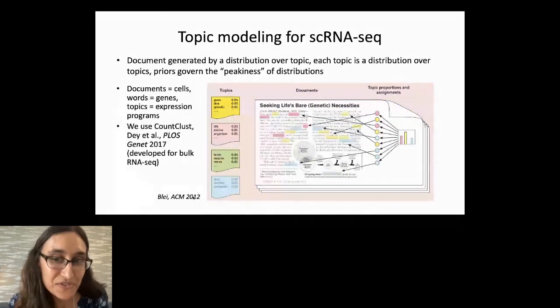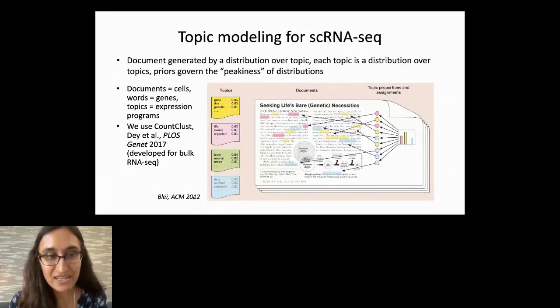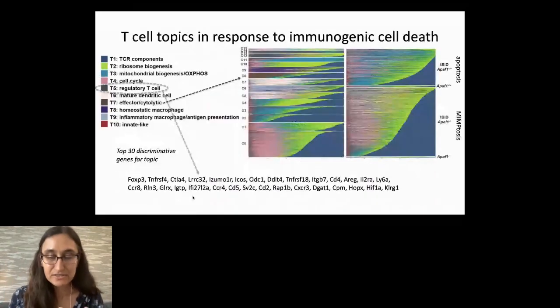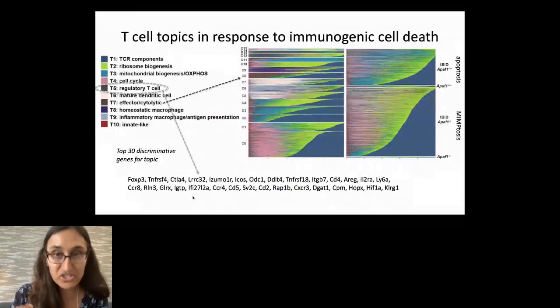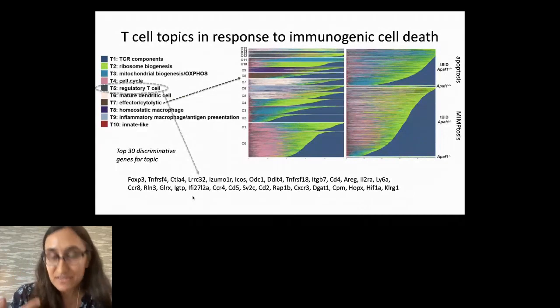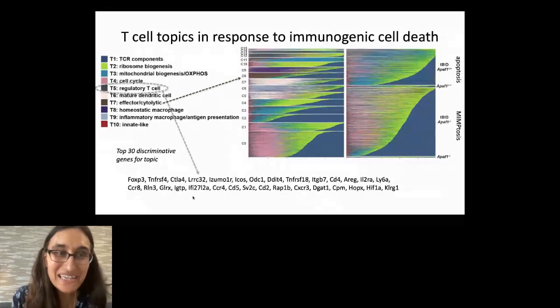And we're not the first to use this, and it's not even our algorithm. We're using Kushal Dey's implementation, CountClust, that he developed for bulk RNA-seq, I think as a grad student, but works really nicely. Okay, so now we look at these T cells in immunogenic and non-immunogenic cell death, and we just do the topic models, and we find that there are 10 topics, okay? It's a Bayesian approach. You can sort of choose by Bayesian reasoning that there should be 10 topics.